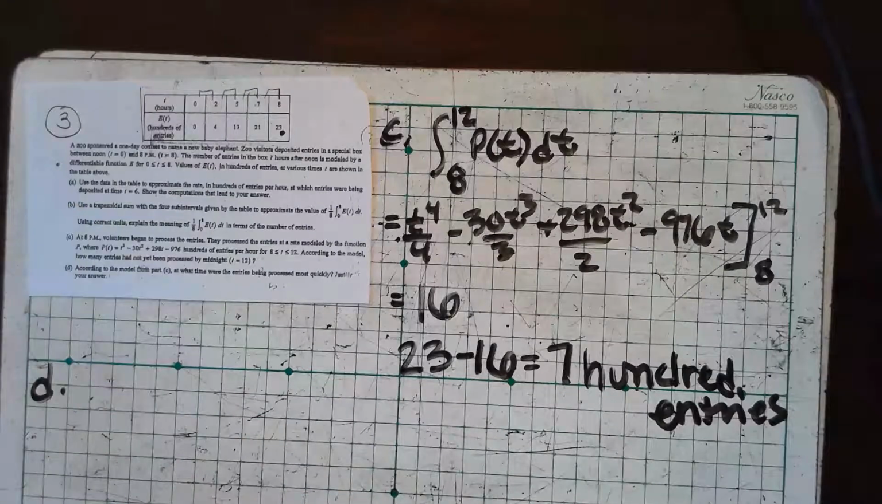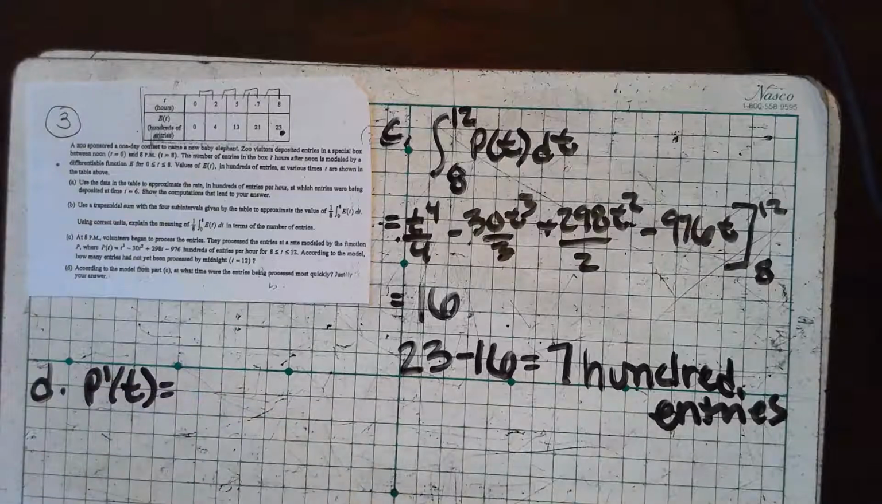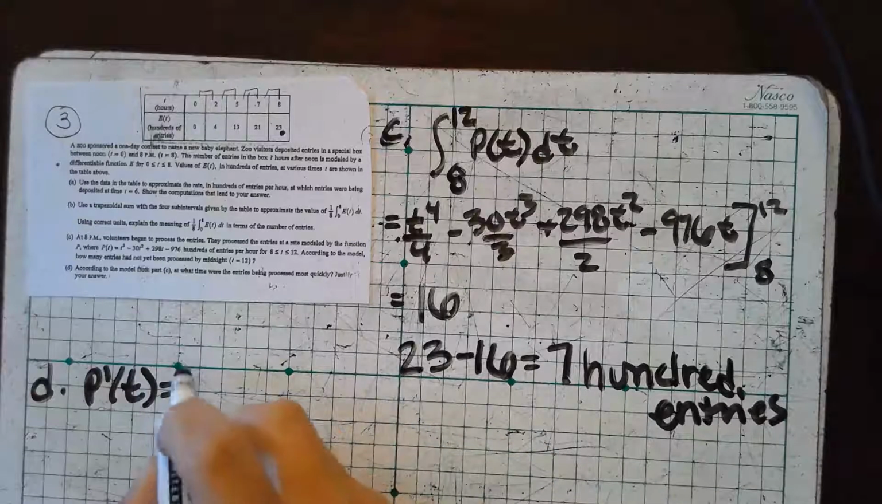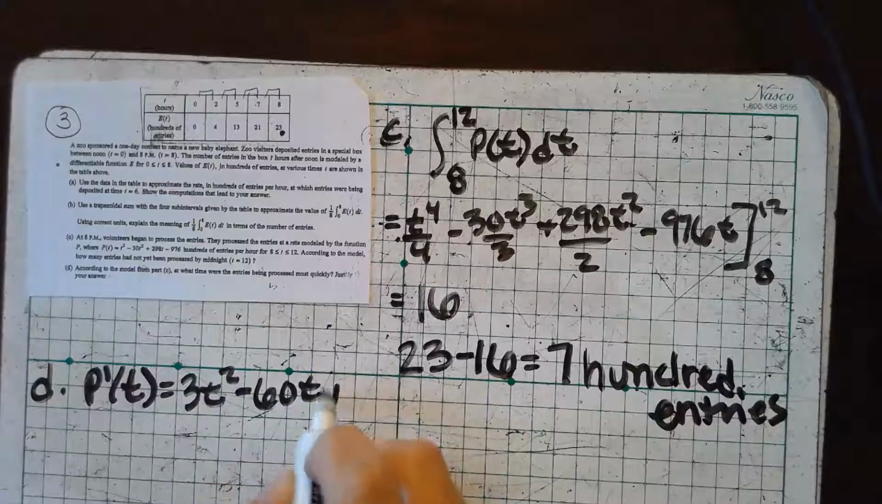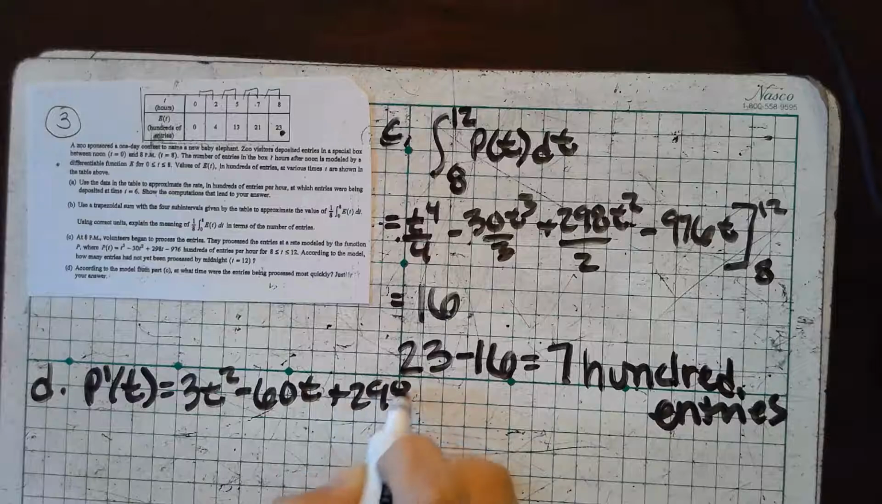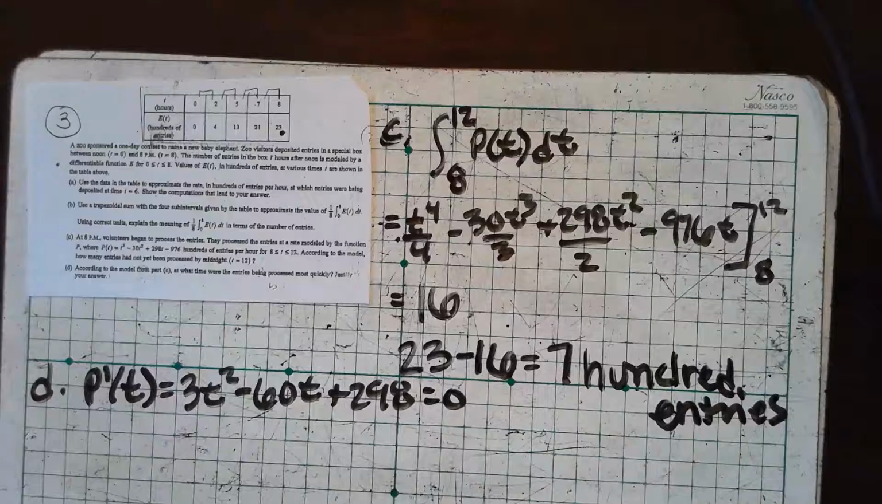Okay, and D, according to the model from part C, at what time were the entries being processed most quickly? So basically, think the greatest. Where is it the greatest? Okay, well that's at a max. That's where we can take P prime of t. If I take the derivative of it, it's going to be 3t squared minus 60t plus 298. And I want to find the max of it, so where it equals 0.